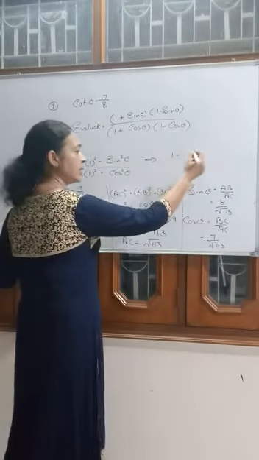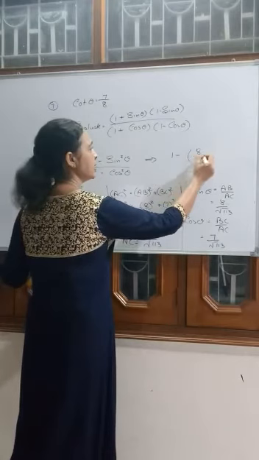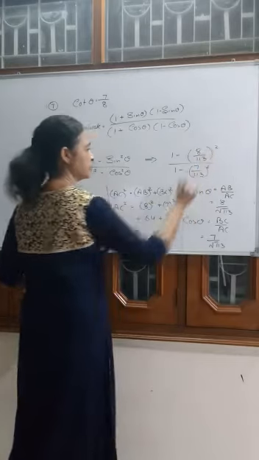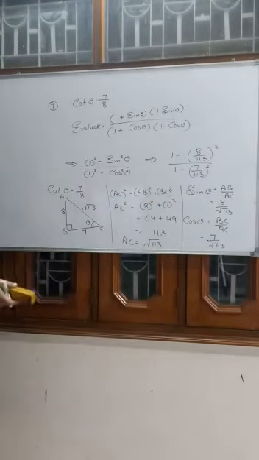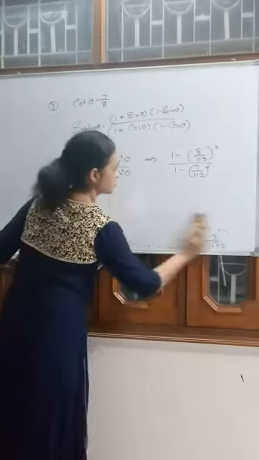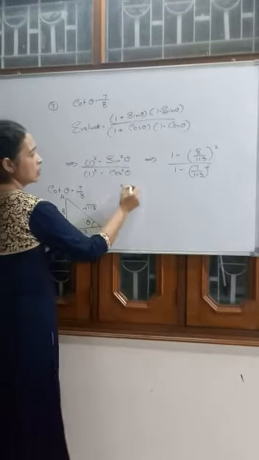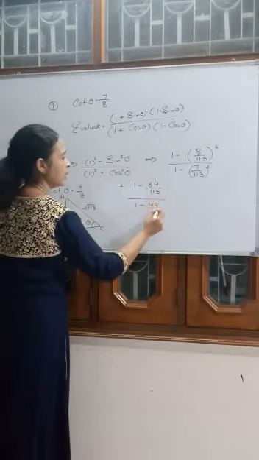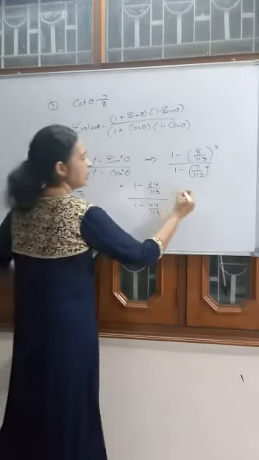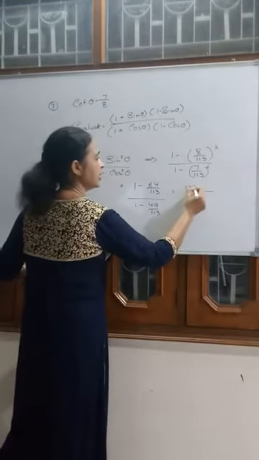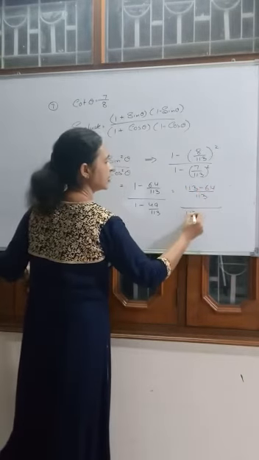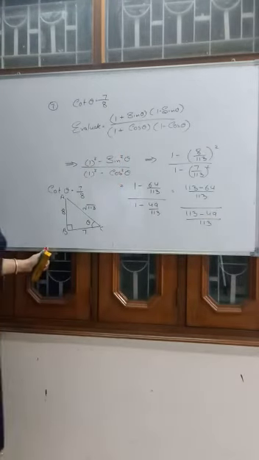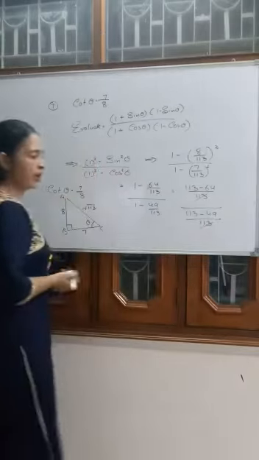Now evaluate 1 minus sin square theta: 1 minus sin theta whole square, that is 8 upon root 113 whole square, upon 1 minus 7 upon root 113 whole square. Got it? Now, students, you will get 64/113 upon 1 minus 49/113. Let's take the LCM. In both the numerator and denominator we have fractions. 113 is cancelled.